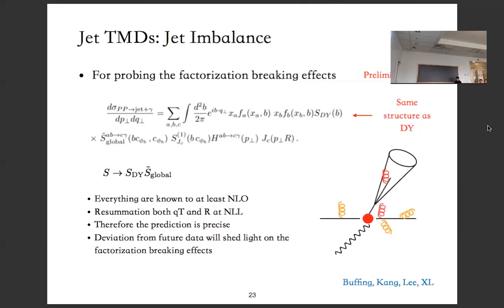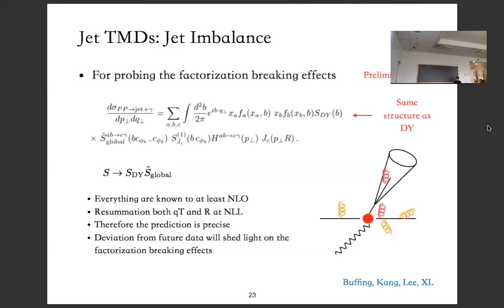You could, because you could put a rapidity cut on the jet. Yes. And also a PT cut. So is this for small radius or large radius?